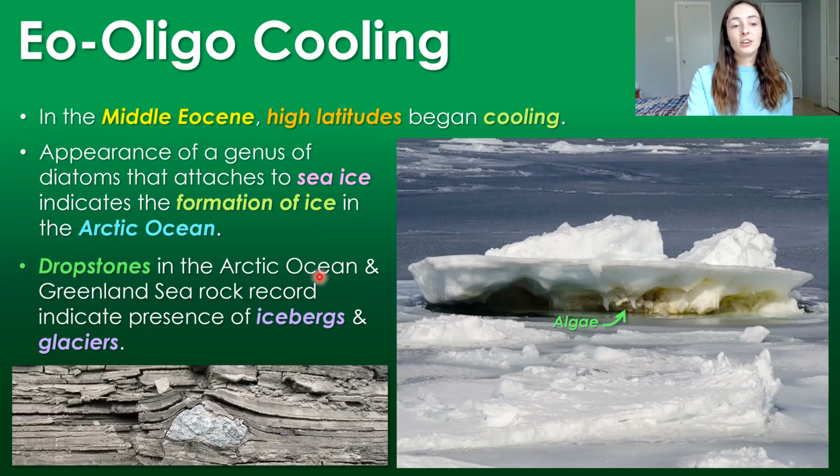Additionally, drop stones in the Arctic Ocean and Greenland Sea rock record indicate the presence of icebergs, which come from glaciers, which means it indicates the presence of both. And so these drop stones are really helpful as well. If you don't know what drop stones are, or maybe extremophile diatoms, I have a video on glacial depositional environments where I talk about drop stones, and I'll link it up here to the top right, and also have a video about extremophile organisms that live in and on ice, etc. So you guys can check those videos out if you want to.